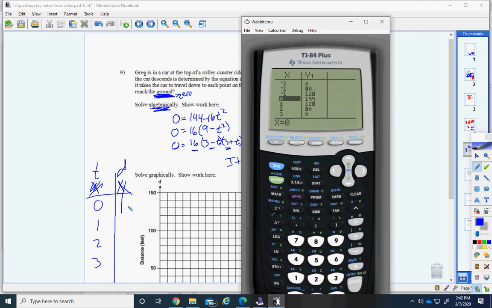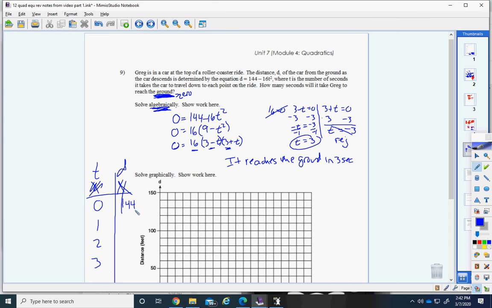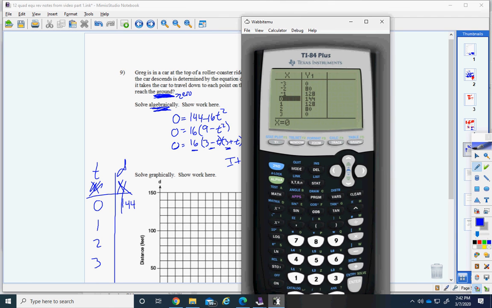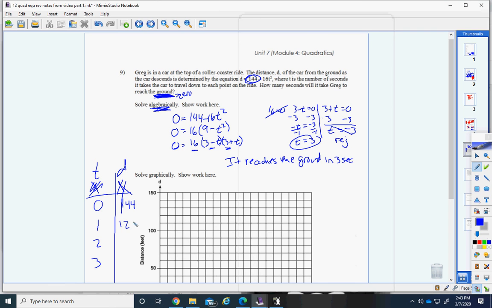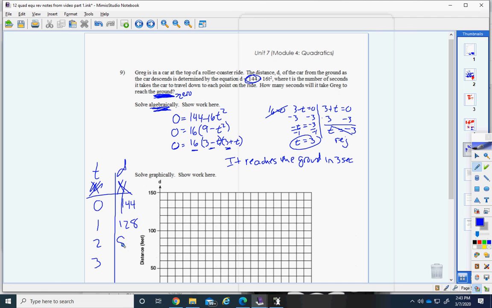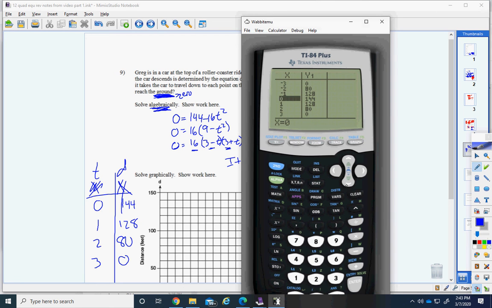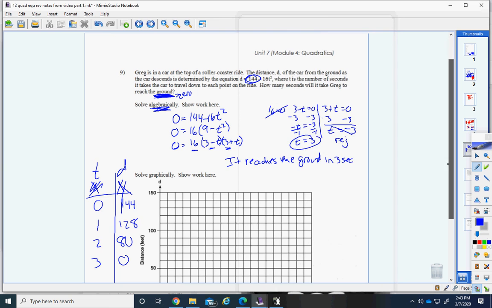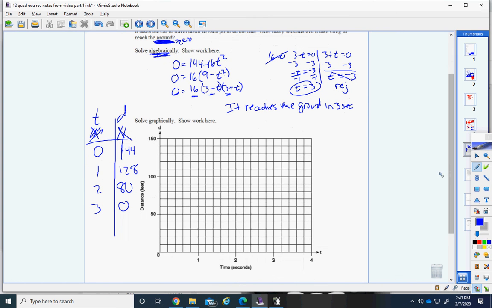At 0, it's 144. That makes sense. It started 144 feet high because of that part of the equation. At 1, it's 128. At 2, it's at 80. And at 3, it's at 0, which means it hit the ground, and we knew that already. So I don't have to write down the 4. At 4, it goes below the ground. And yeah, a roller coaster won't do that, unless there's a tunnel underground, but they didn't tell us that.